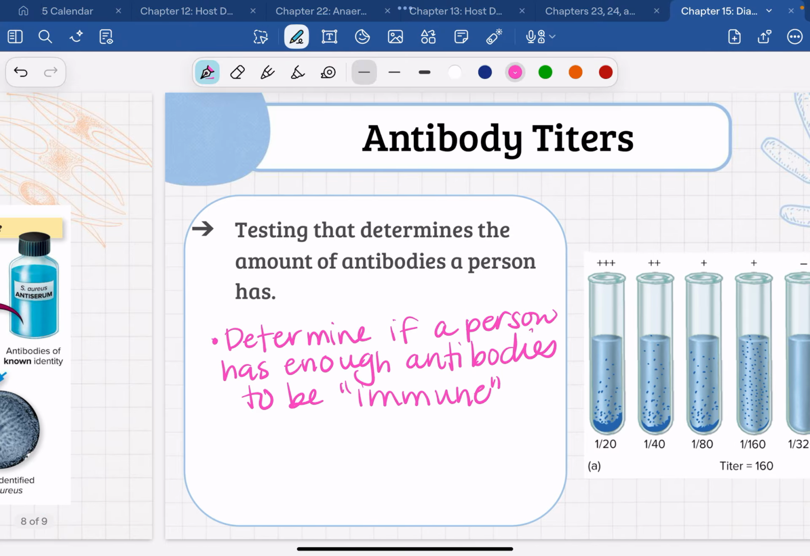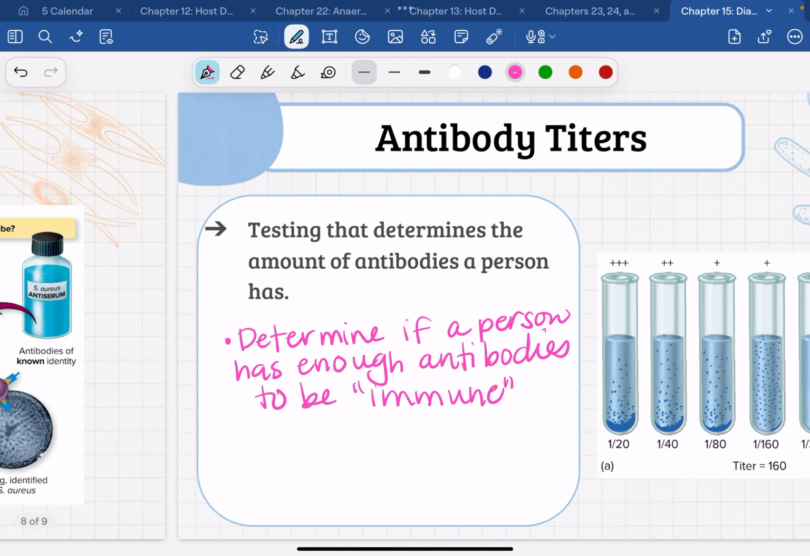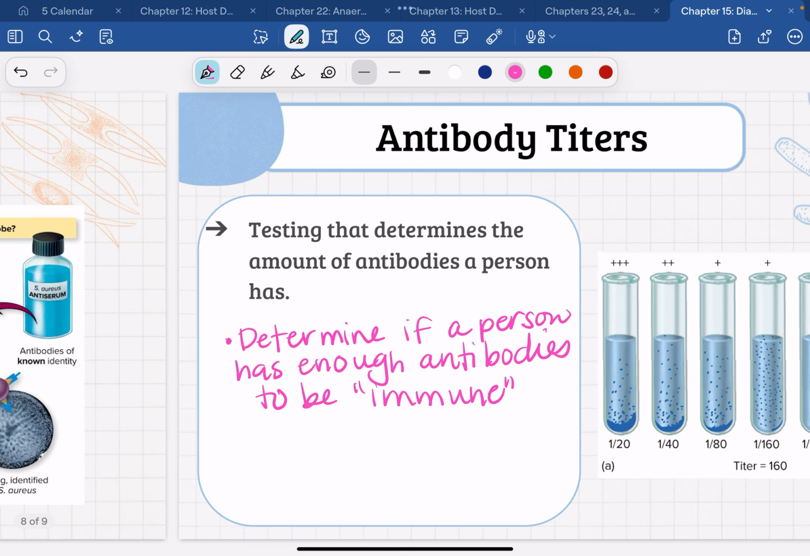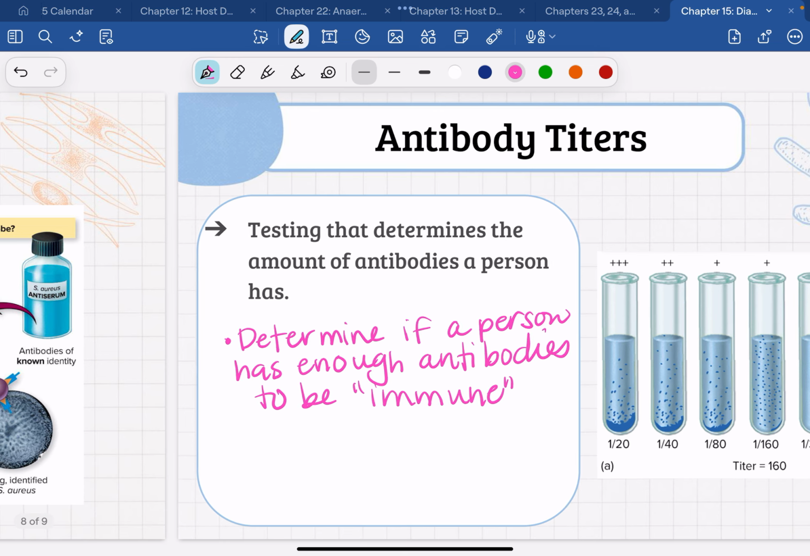Okay, so one of the ways that this is commonly used is to determine if a person has enough antibodies to be what we consider immune. So if you've ever heard of somebody doing this, and probably when I started working at a hospital, I had to do this. So if you ever want to be a nurse, as far as I know, if you work in any kind of healthcare field, you'll have to do what's called getting your titers done. And what your titers are is they determine how many antibodies you have to illnesses that you were vaccinated for.